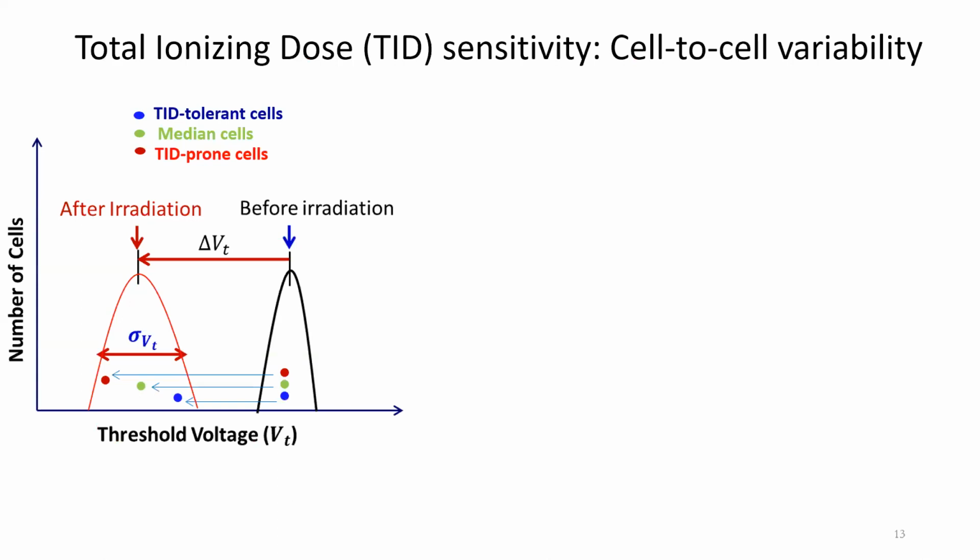Here is the conceptual picture. If you look at the radiation-induced charge loss, we found there is significant cell-to-cell variability, even though all the cells undergo the same amount of radiation. Let's see the red cells. They are shifted more after radiation, and the blue cells are shifting less. So we are calling them radiation tolerant cells.